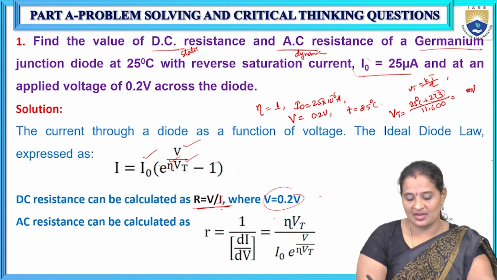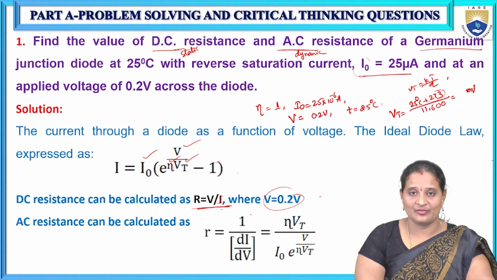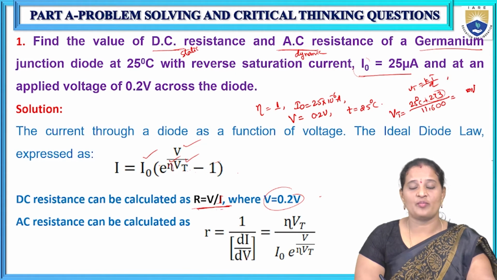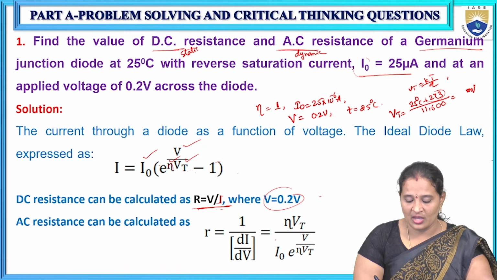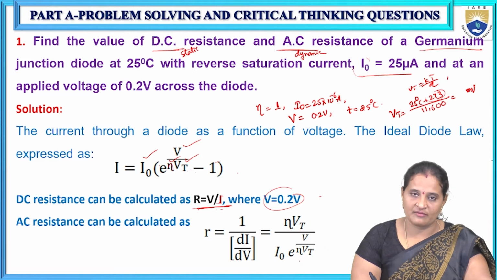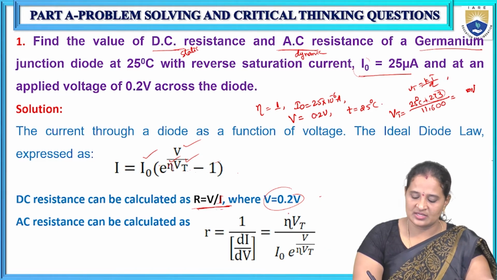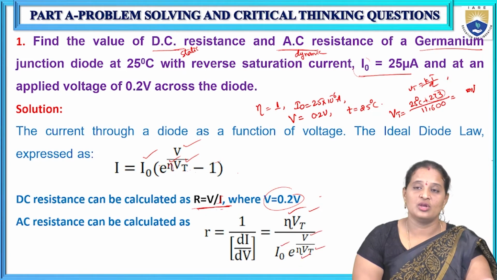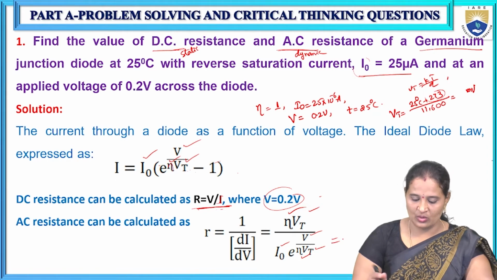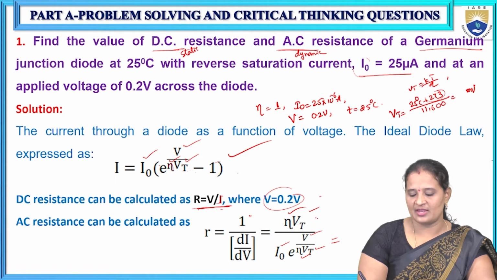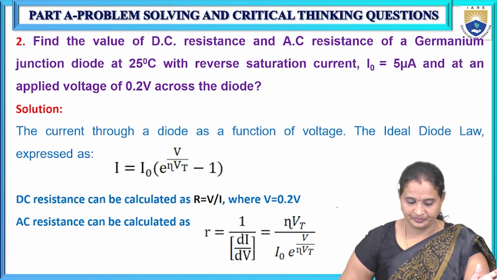And you know that dynamic resistance, small r, is equal to the inverse of the slope of the VI characteristic curve of the PN junction diode, given by eta VT divided by I0 into e power V by eta VT. So this is the formula for calculating dynamic resistance. Substitute all these values: I0 known, V known, VT known, eta known. Then you can calculate dynamic resistance. So you need to remember this formula and this formula for solving this problem.